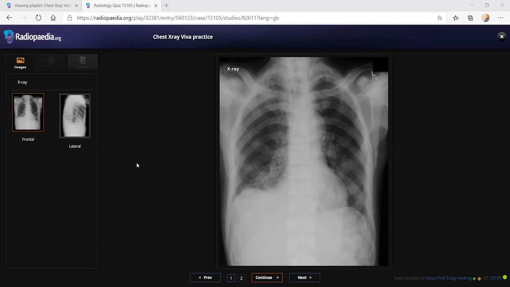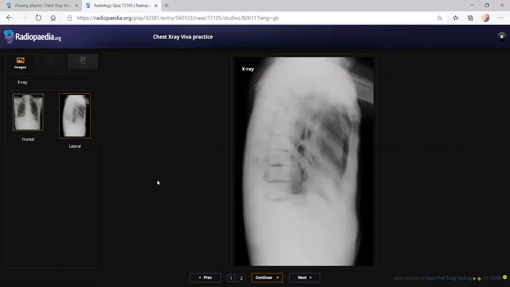On further review of the spine, I can see H-shaped vertebrae. And these findings are confirmed on the lateral film. To conclude, these appearances may include sickle cell disease. I would like to correlate with the previous films.